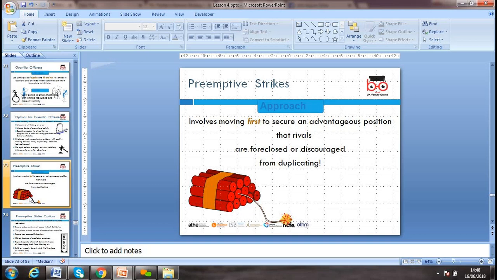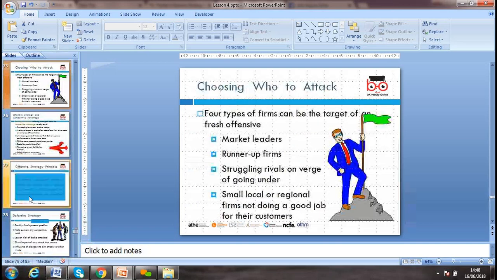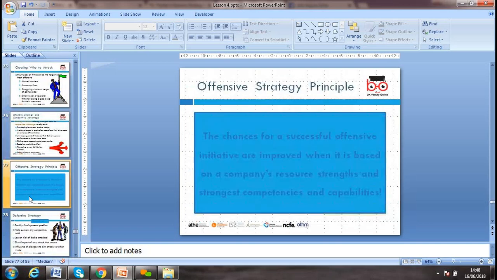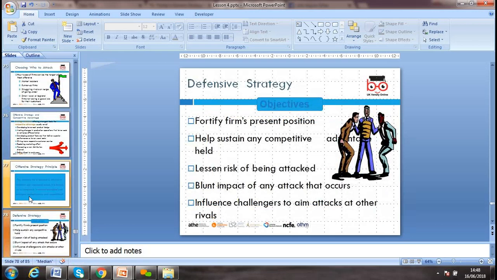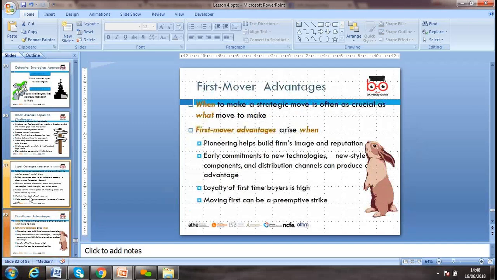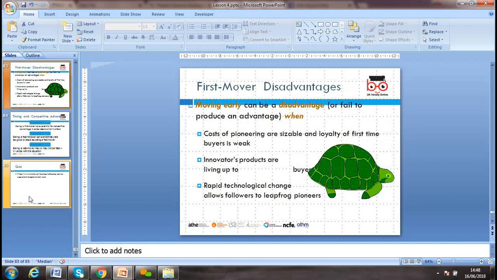So early entering in the market can be an advantage as well. For example, early launching of the smartphone was a competitive advantage compared to later launches. You can also pick and choose who to attack. So there are offensive and defensive strategies. Please go through blocking avenues and open challenge. These are all strategies we can use from the marketing perspective.